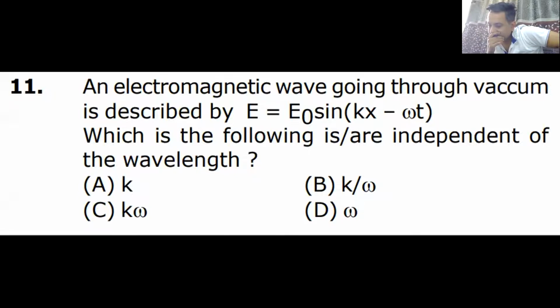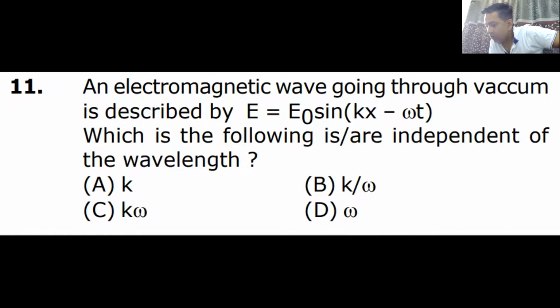Option B, sir. Which option is independent of wavelength? Which of these is independent of wavelength? K, remember K was wave number, 2 pi by lambda. Yes, sir. B, sir. K by omega.